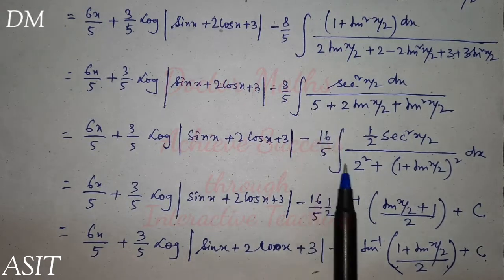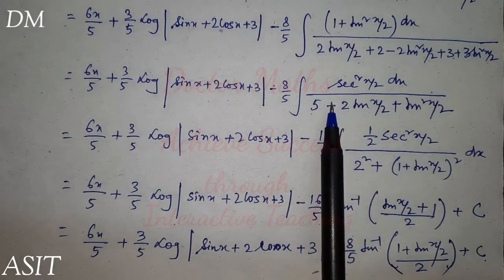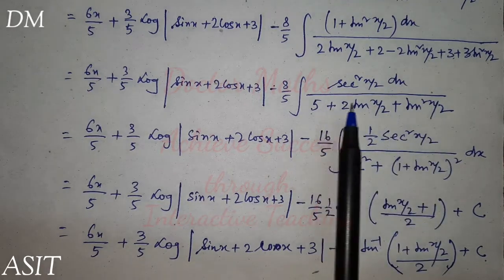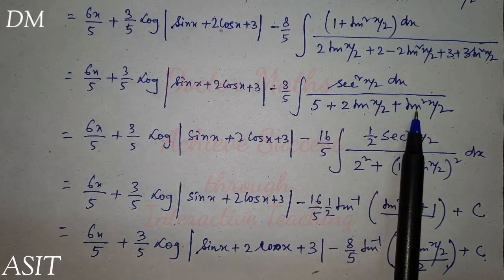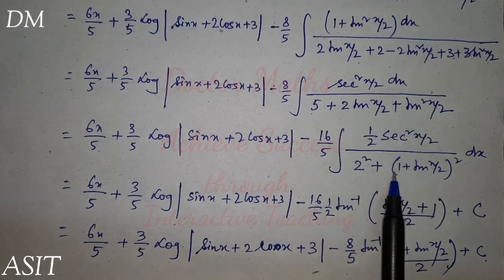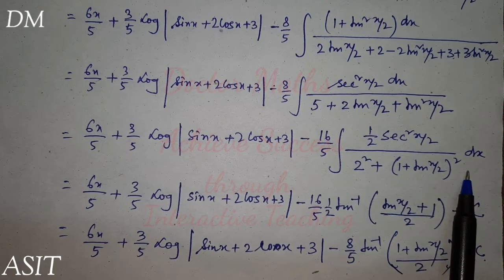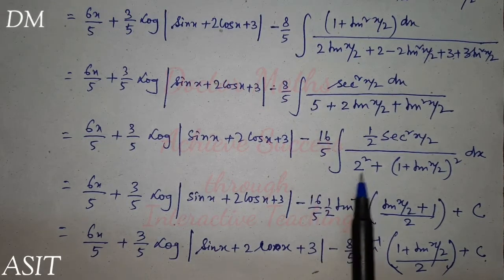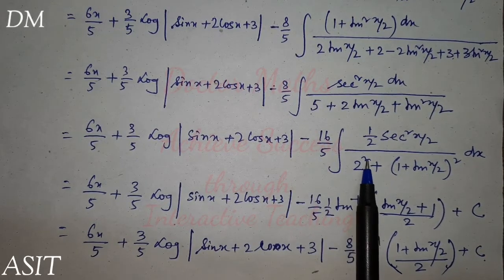Now 5 can be written as 4 plus 1. So that 1 will be added with these two terms. So it will become 1 plus 2 tan x by 2 plus tan square x by 2, and it will become 1 plus tan x by 2 whole square. And there is a 4, that 4 will become 2 square.